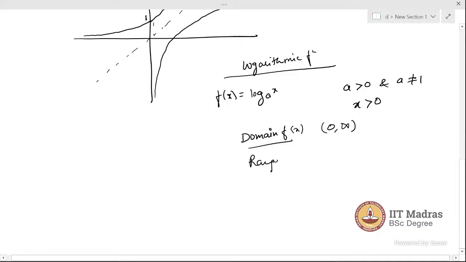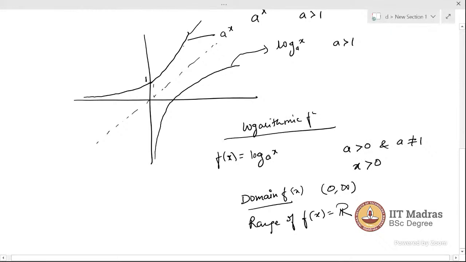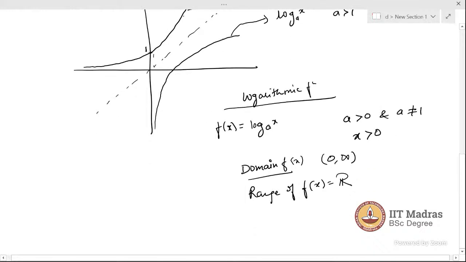What about the range of this? R, or minus infinity to plus infinity, right? So the range of f of x is R, correct? Sir, there we have told that x is greater than 0. Then how can we take 0 in the domain? No, I'm not including that. Okay, sir. Thanks.